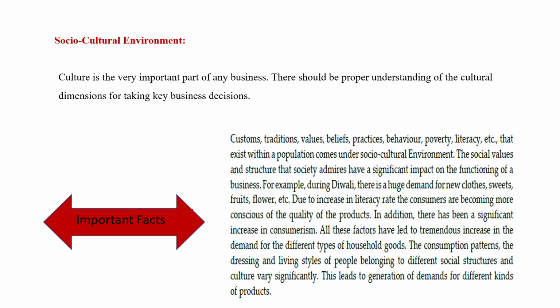Then comes the socio-cultural environment. Whatever business I am going to do, before doing that business, it is very important for me as a businessman to study the socio-cultural environment of the country in which I am going to do the business. The socio-cultural environment includes the customs, traditions, values, belief system, practices, behavior, and literacy rate of a particular location or country in which we are going to do the business.